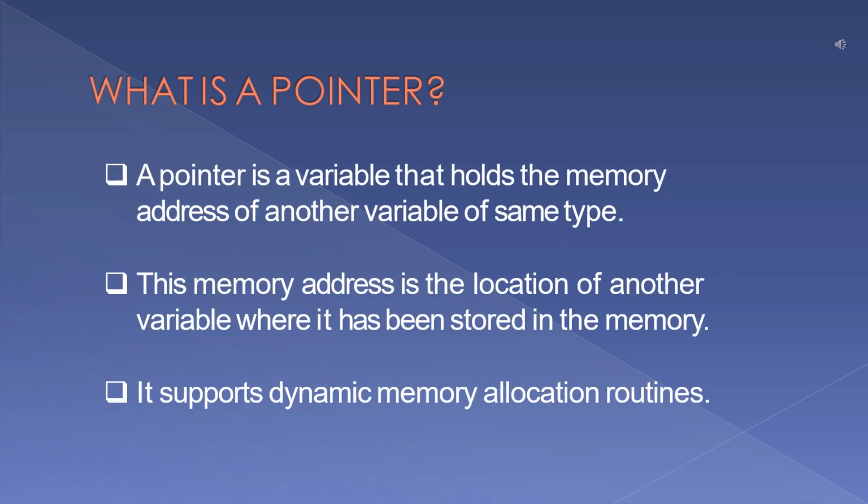A pointer is a variable that holds the memory address of another variable, and both the variable as well as the pointer must be of the same data type. Each variable has some memory address, and that memory address is stored in a variable called a pointer. This is mainly useful for dynamic memory allocation, or when you want a function to return more than one value, and applications like those.